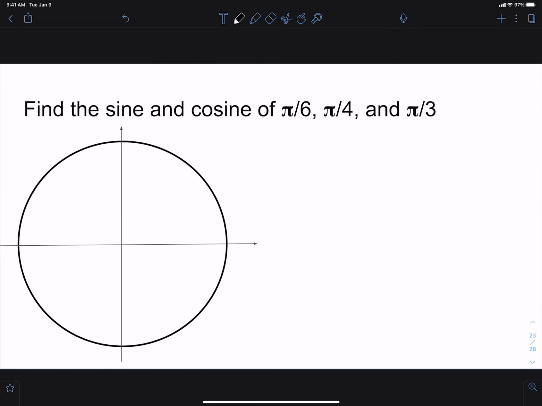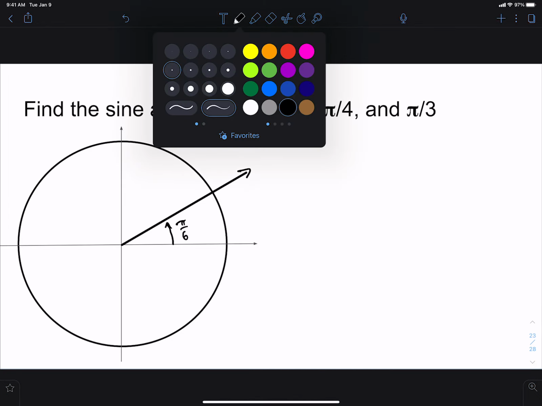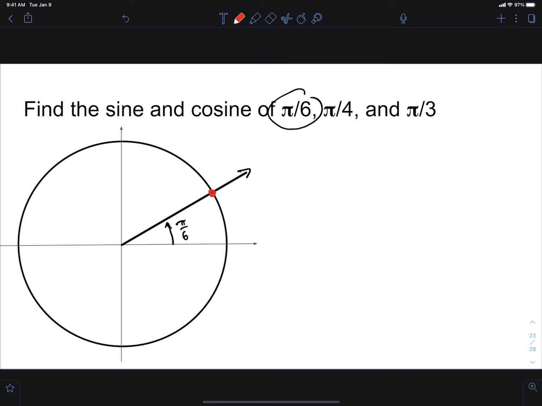Let's do pi over 6. That's another one. And just as a reminder, it goes here. This is an angle of pi over 6, and so we're looking at this special point right there. You can think of 30 degrees, and we want to know what's the cosine of pi over 6 and what's the sine of pi over 6. Always remember that cosine is the x-coordinate and y is the sine of pi over 6.